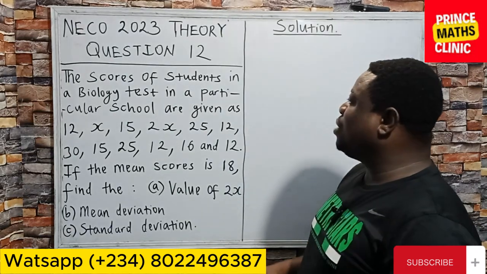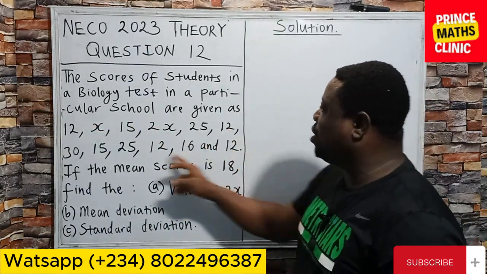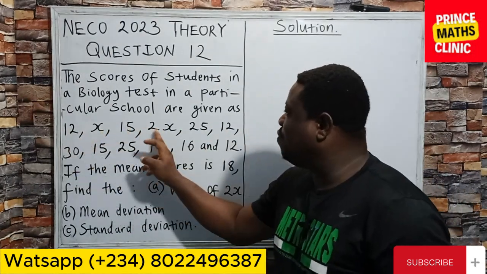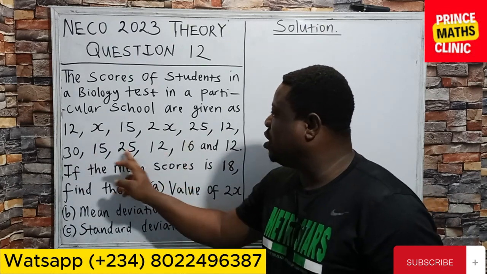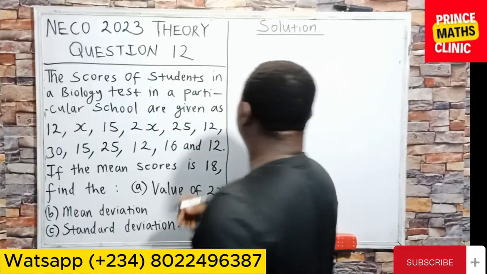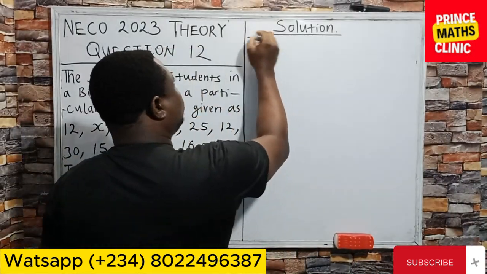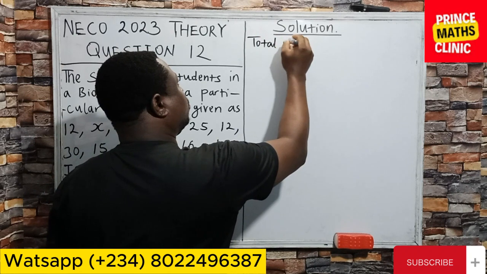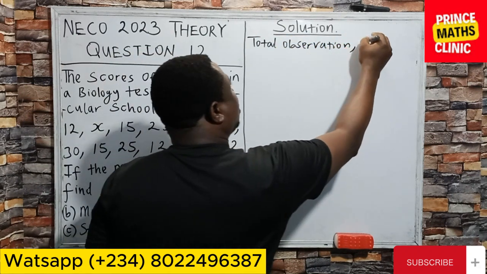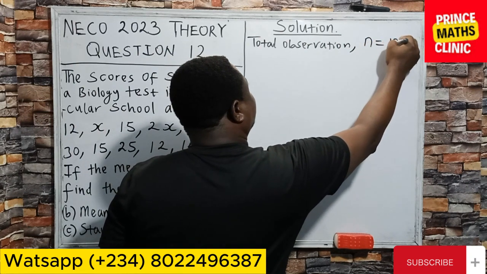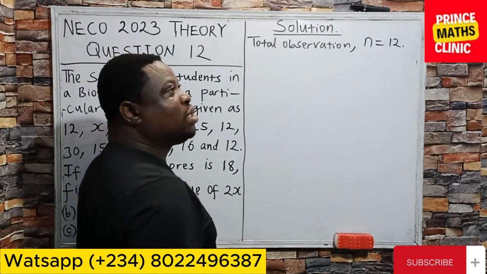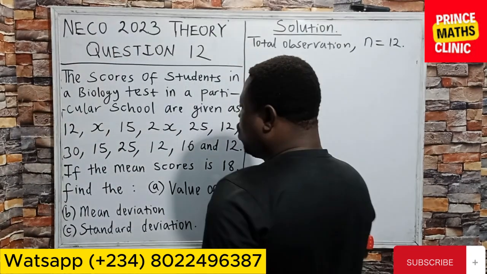Now let us count the observations. All the data given are observations. So let's count: 1, 2, 3, 4, 5, 6, 7, 8, 9, 10, 11, 12. So the total number of observations, which we regard as n, is 12. Good. So what do we also need to do?